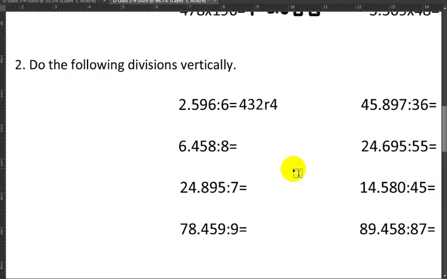Next up. Next up, we want to do 6,458 divided by 8.